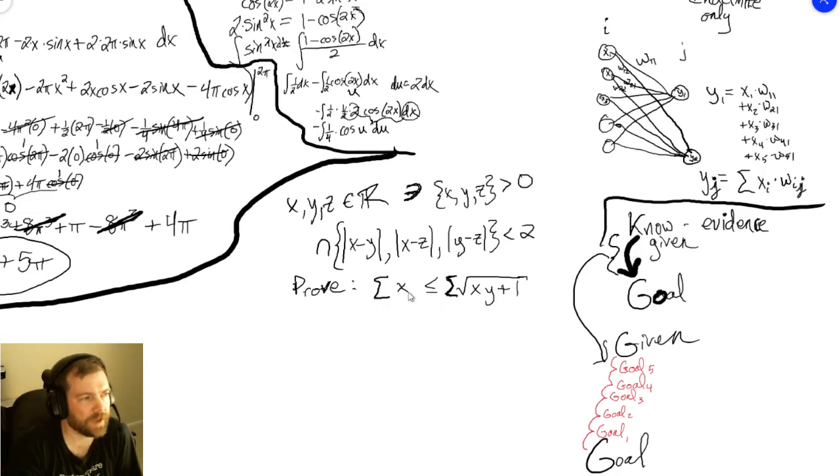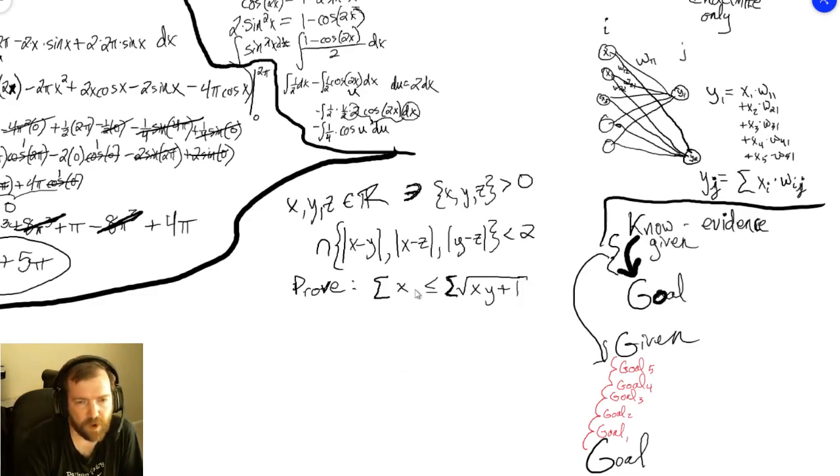Okay. We look at all possible x's, and we need to sum them up. And we need to prove that that sum is going to be less than or equal to the sum of the square root of x times y plus 1. All possible x's times all possible y's plus 1, taking the square root.